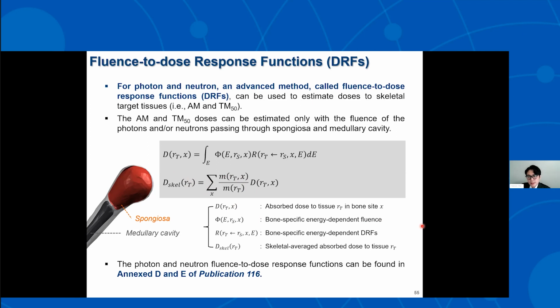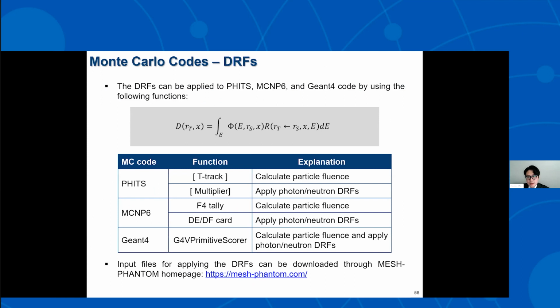The fluence-to-dose response functions were generated based on the micro-CT images, and they are listed in Annexes D and E in Publication 116. The current input examples have the tally calculating the energy deposition, but for using those response functions, the fluence should be calculated. So in the Geant4 code, the track length parameter should be used instead of the energy deposit parameter.